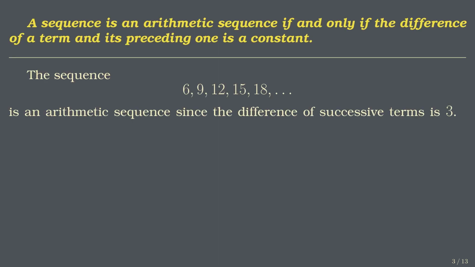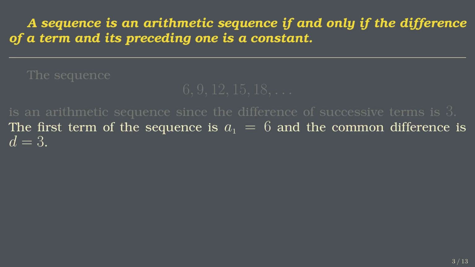So for example, given a sequence 6, 9, 12, 15, 18, etc., you can tell that it is an arithmetic sequence since the difference between two successive terms is 3. 9 minus 6 is 3, 12 minus 9 is 3, and so on. In this case, the first term is a1 equal to 6, and the common difference is 3, which we denote by d equal to 3, because d stands for difference. It is the initial letter of the word difference.